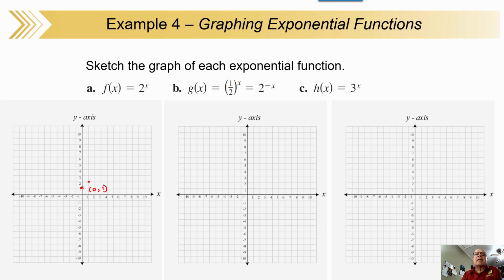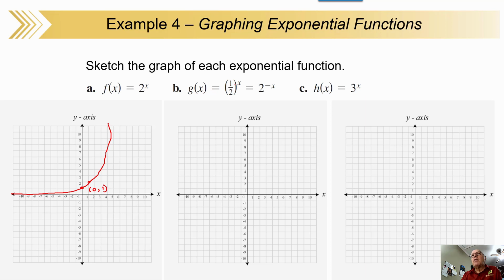And the basic look is like this. Once you've got a couple of points, and you're familiar with this, it goes sort of like that. And on the left-hand side, it approaches the x-axis. Remember, that's an asymptote. So the x-axis is an asymptote on the left. And it rises, excuse the expression, exponentially on the right. Rises quickly and without bound to the right.